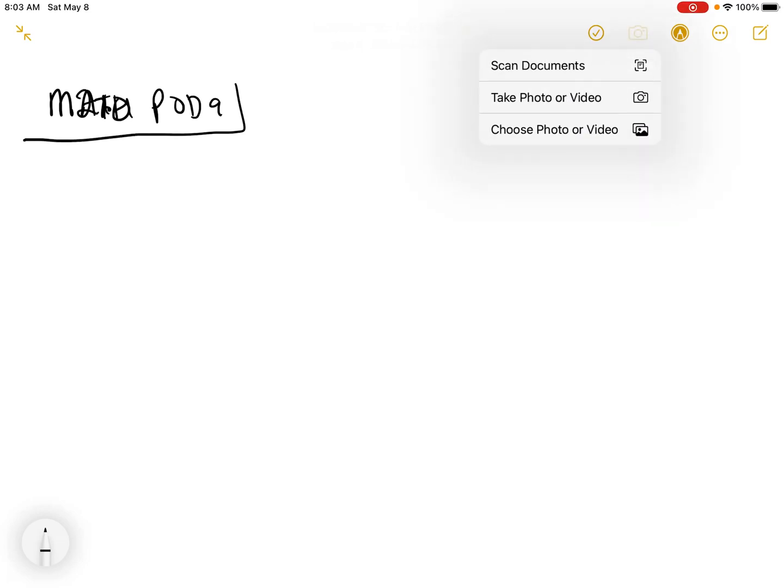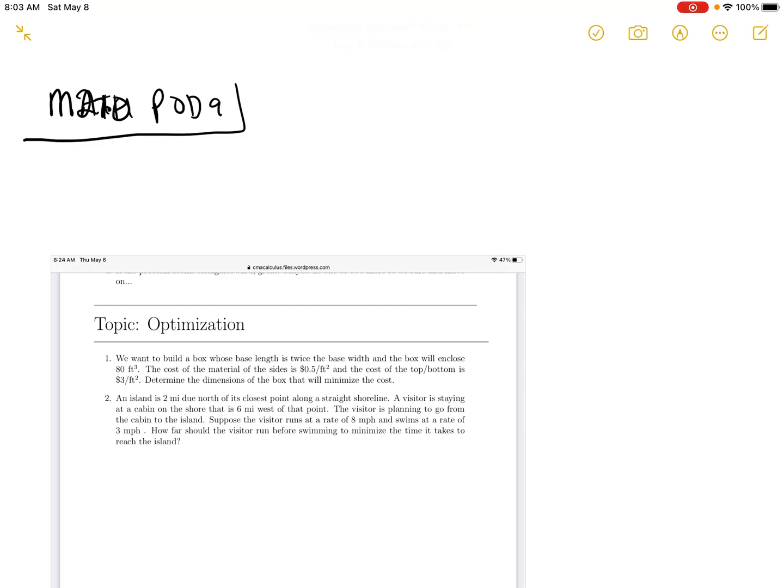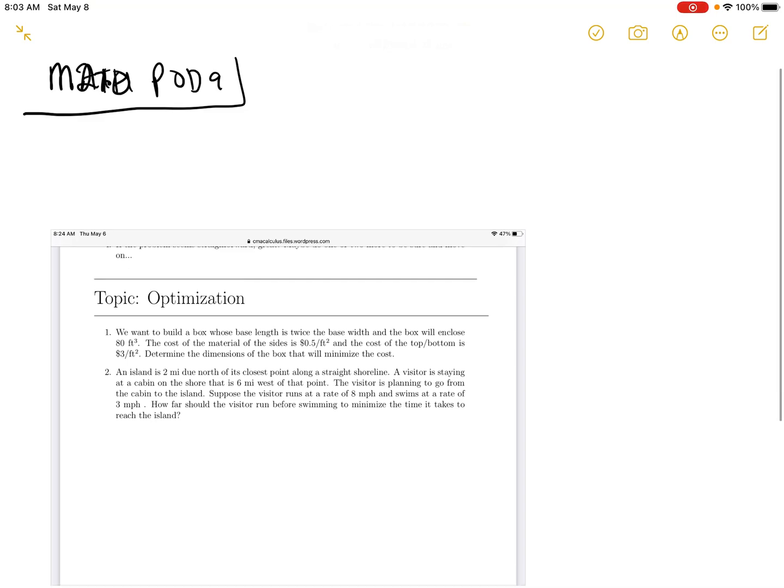Okay, Saturday morning here. I'm gonna go over the solution to M210 POD number 9. Let's see here. This is an optimization, yeah, this is on optimization.